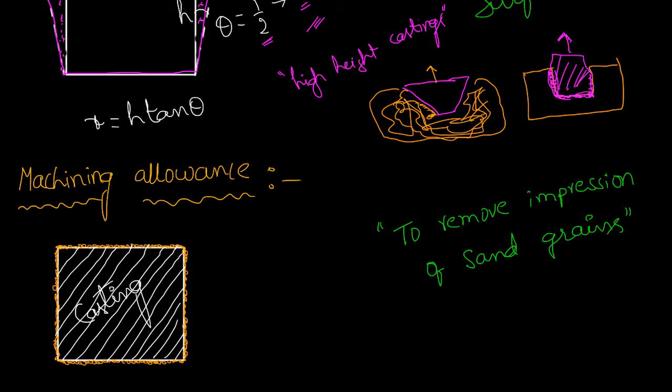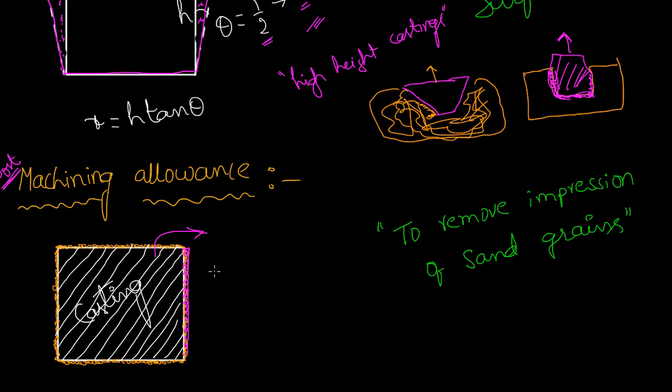So what do you mean by machining allowance? It is nothing but to remove the impression of sand grains from the casting material. We do some machining operations after casting is done. So this is the post machining allowance, that is post machining operation. After getting the casting product, we take it into some machining area and we remove some of the area of the casting product, right?